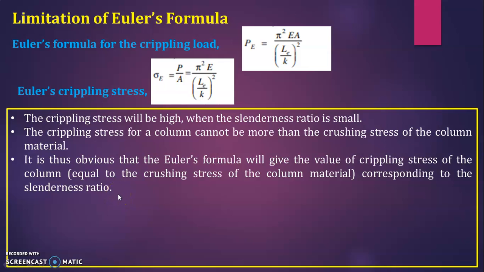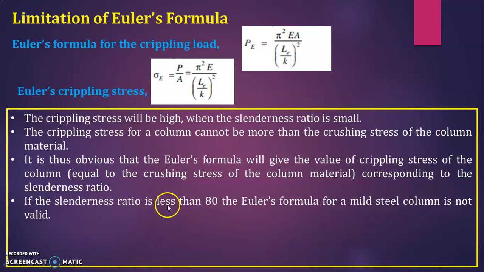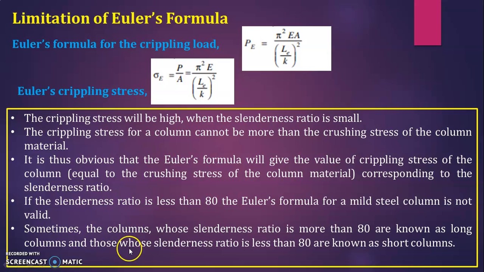Okay, Euler's formula is used for long columns, to find the crippling load. Now if the slenderness ratio is less than 80, Euler's formula for mild steel columns is not valid. Sometimes the columns whose slenderness ratio is more than 80 are known as long columns, and those whose slenderness ratio is less than 80 are known as short columns. So columns can also be divided based on this slenderness ratio.